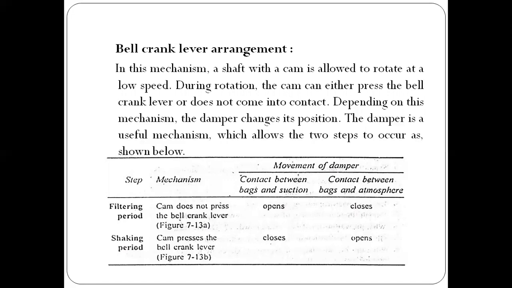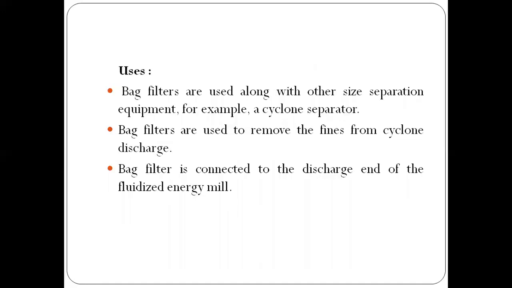In the second step, that is the shaking period, the cam presses the bell crank lever. At that time, the contact between the bags and the suction is closed, and the contact between the bags and the atmosphere gets open. So these are the main functions of the bell crank lever arrangement. By this arrangement, we can maintain the two conditions of the filtering period and the shaking period. So this is very important.